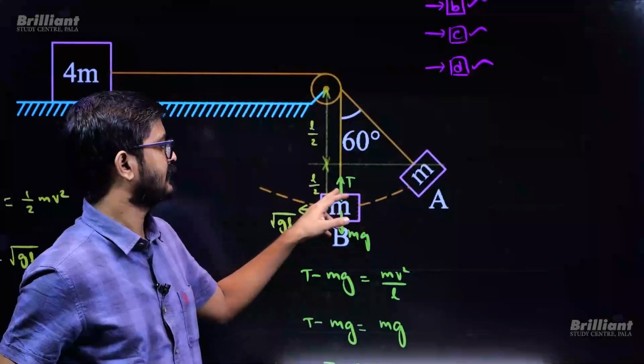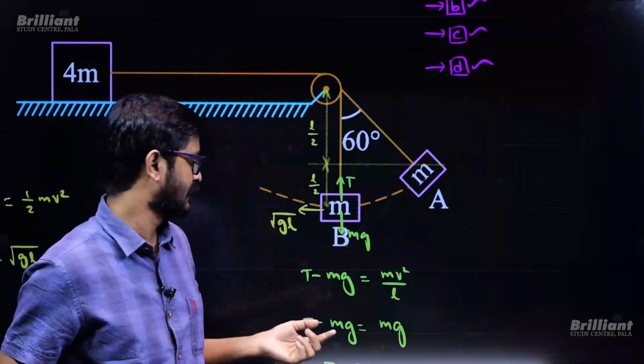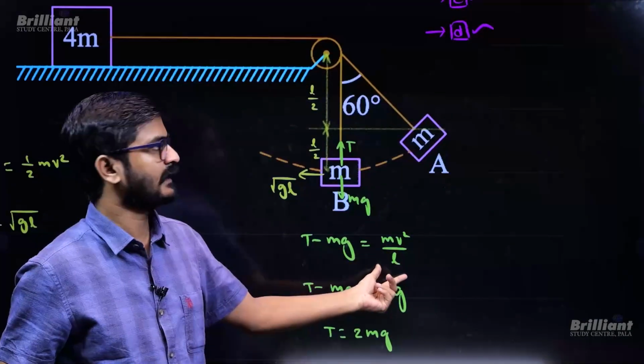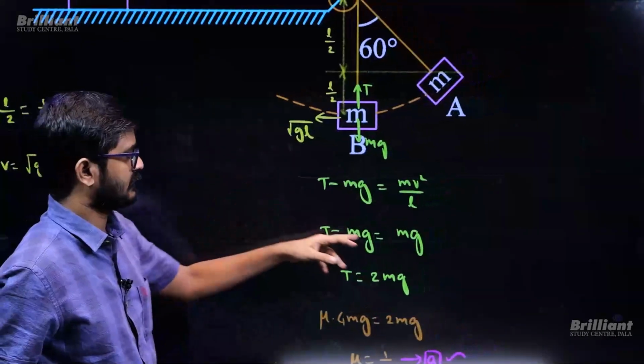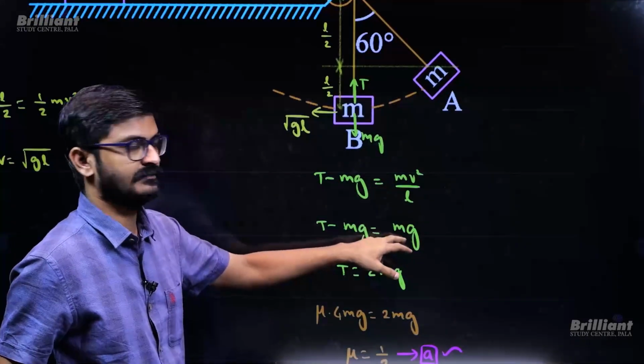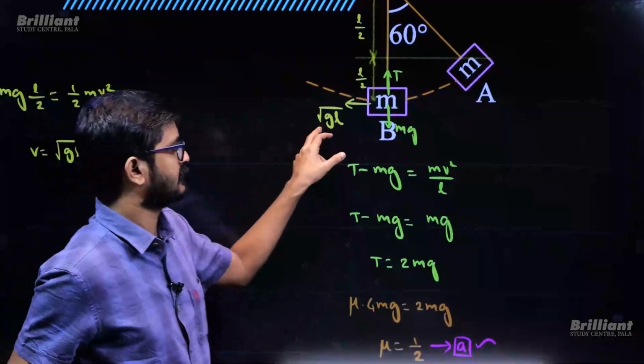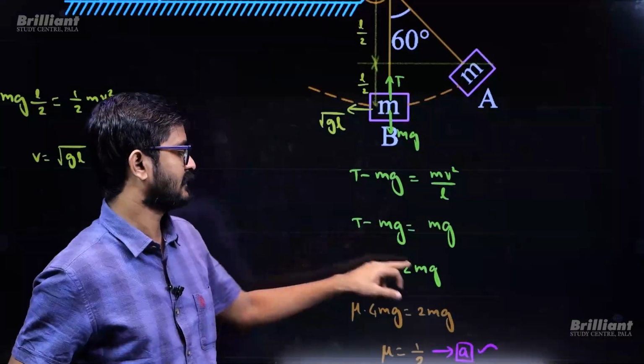Now if I want to find tension, T minus mg, the net force towards the center, must equal mv square by r. Now mv square we got from here, you just substitute it, then you will get mv square by L as mg. V you got from here, right? You just substitute V, then you will get mg. So tension equals 2 mg.